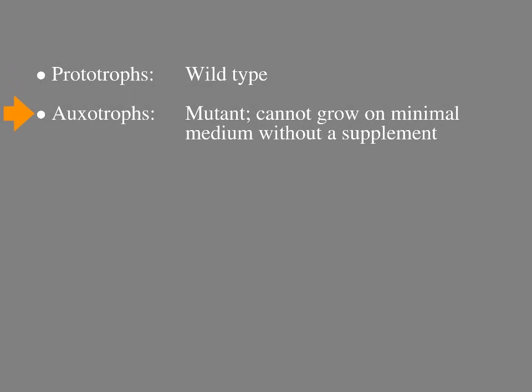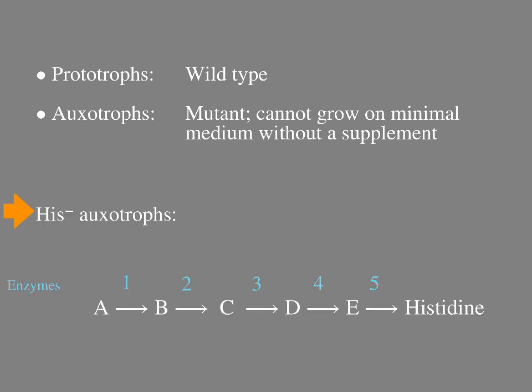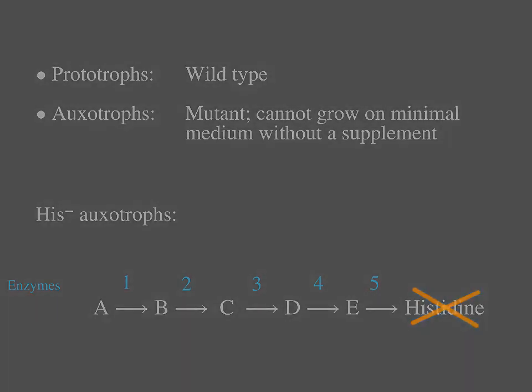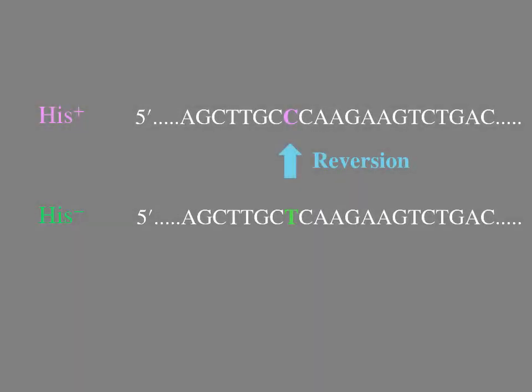Auxotrophs are mutant bacteria that cannot make a compound needed for their growth, such as an amino acid. For example, His- auxotrophs cannot make the amino acid histidine because they have a mutation in a gene for one of the enzymes in the histidine biosynthesis pathway. Because they cannot synthesize histidine, His- auxotrophs can grow on minimal medium only if it's supplemented with histidine. The Ames test involves reverse mutation of His- auxotrophs to His+ prototrophs.